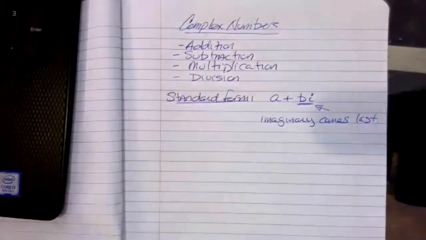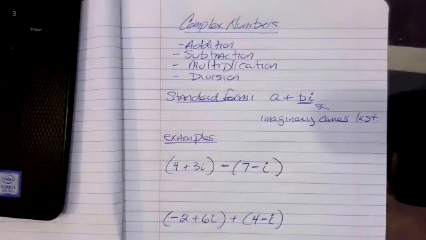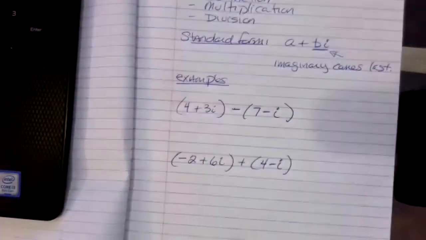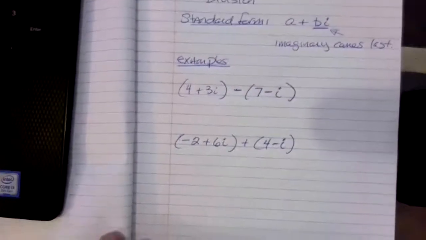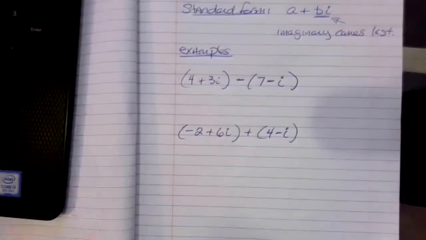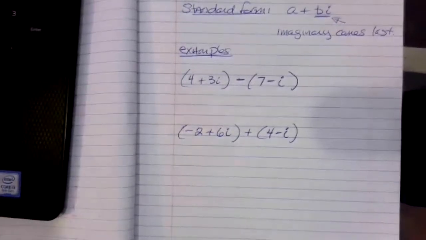So let's do some examples. So here's an example of a subtraction and an addition problem. Actually, these problems work just like regular polynomials. When we add and subtract complex numbers, we want to remove the parentheses and combine like terms.